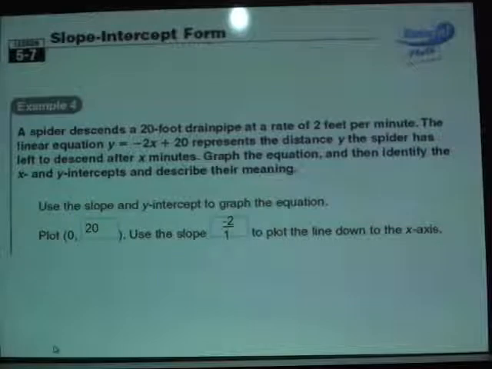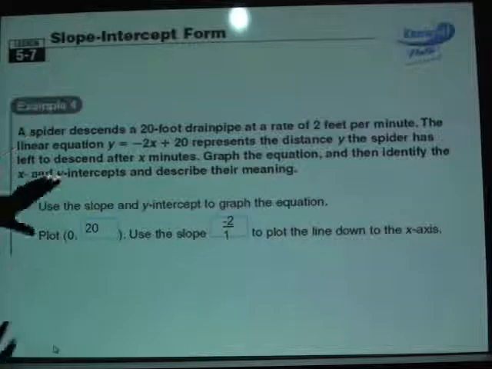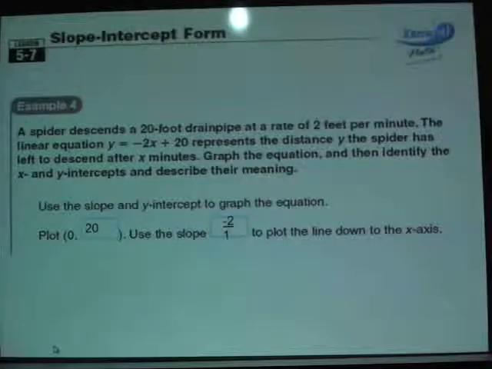All right, here's number 4, word problem. It says a spider descends a 20-foot drain pipe at a rate of 2 feet per minute. The linear equation y equals negative 2x plus 20 represents the distance y the spider has left to descend after x minutes. Graph the equation and then identify the x and the y-intercepts and describe their meaning. Okay, so obviously it's a story problem, but it's about slope-intercept form because it's in the section about slope-intercept form.